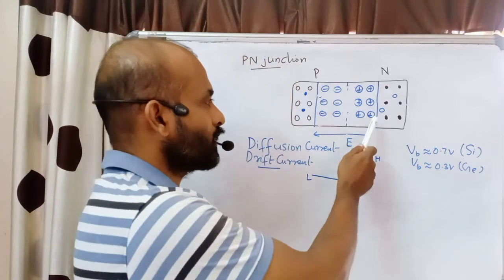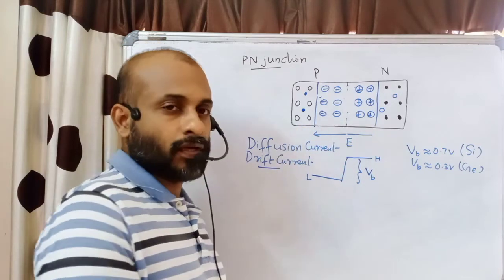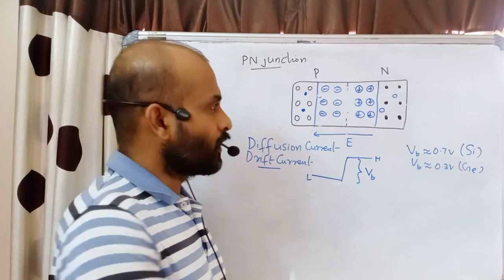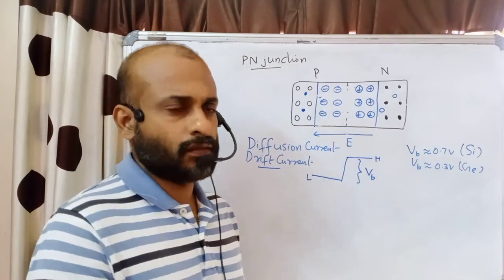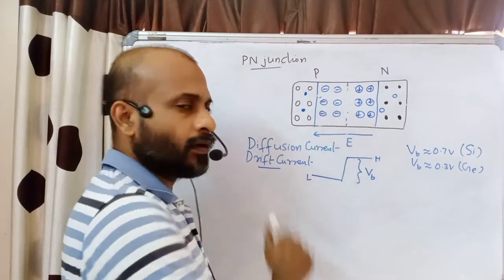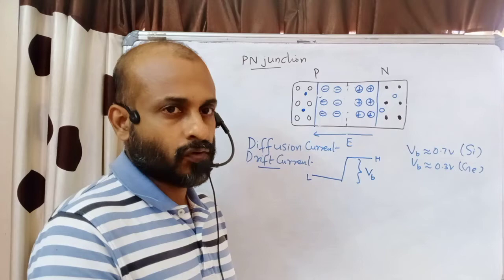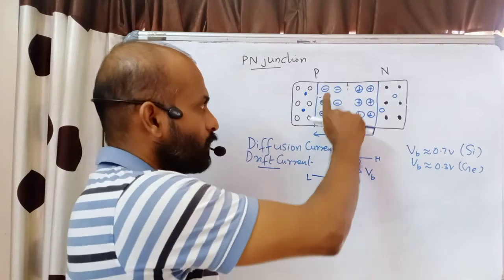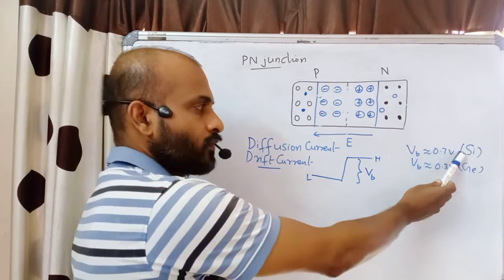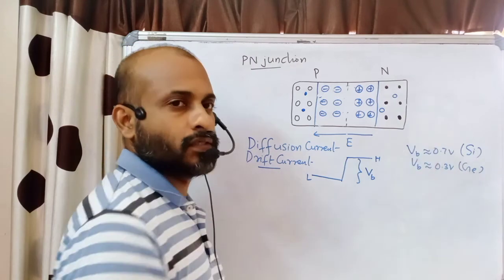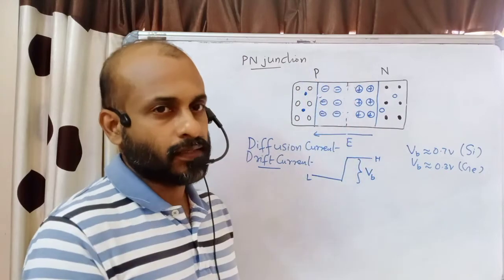Now after some time the drift current becomes equal to the diffusion current, which is equilibrium. Now the net current is 0, and there is no further flow of charges. This barrier is created, and it will prevent further diffusion or drifting. The potential of the barrier is called the barrier potential. It is around 0.7 volt for silicon and 0.3 volt for germanium. And this junction is called a PN junction.